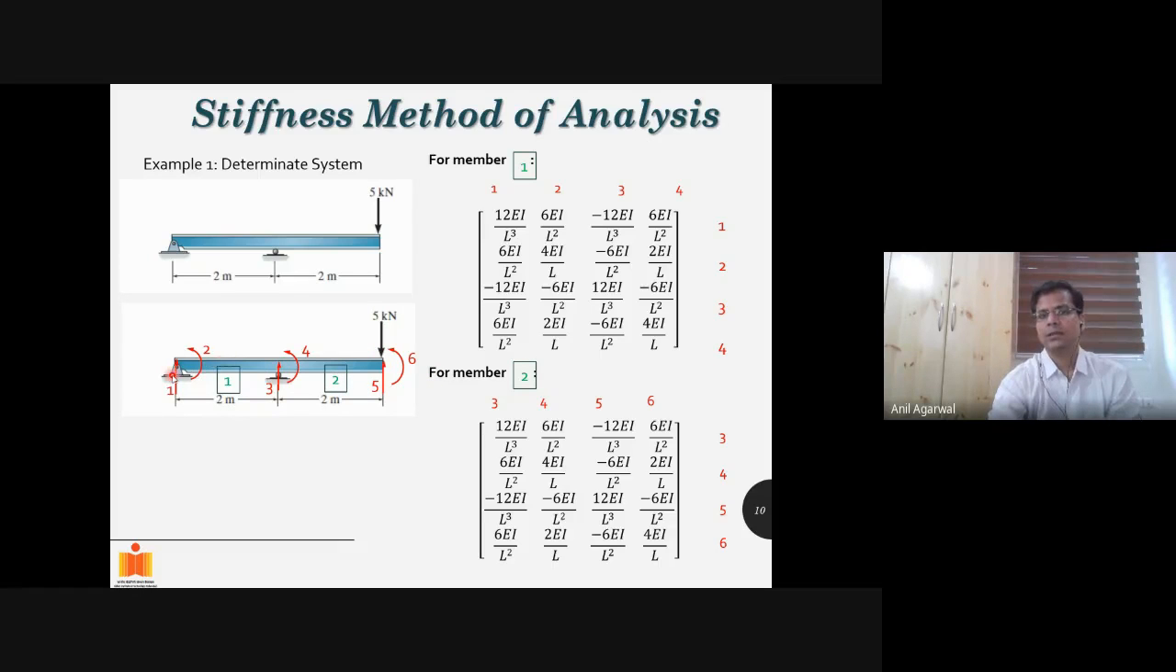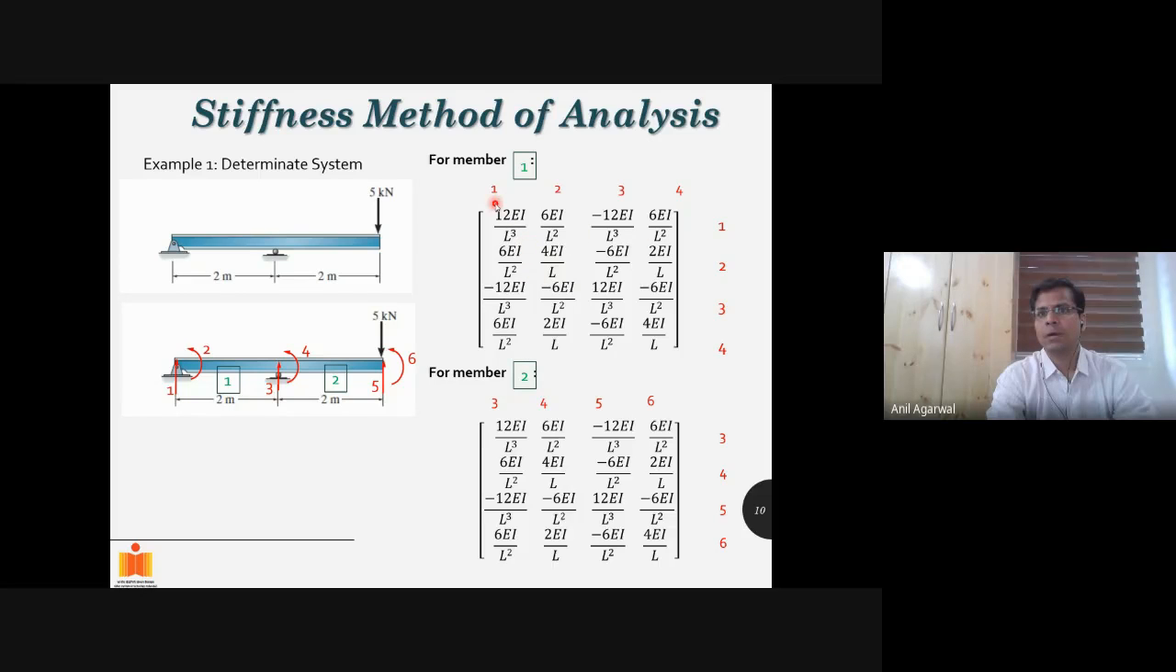Fine. Then, just like we derived the expressions for the stiffness matrix, we can develop the stiffness matrix for member 1. The stiffness matrix for member 1 is this one, which has terms of 12 EI by L cube, which are displacement-force terms, then these are displacement-rotation terms, and so on. And these are rotation-moment terms, 4 EI by L, 2 EI by L.